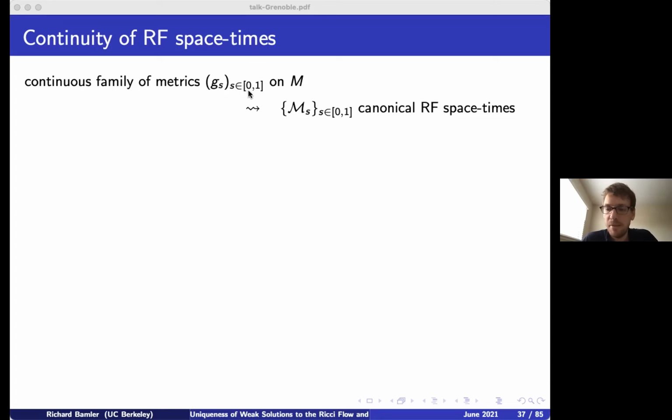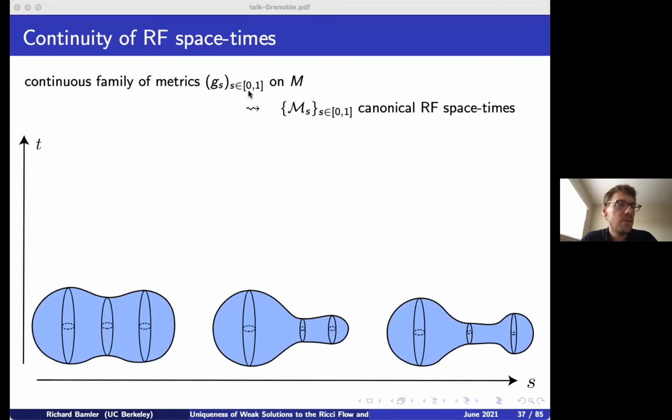So let me make an example here. I'm going to start with some rotationally symmetric metrics just for simplicity. And they should look like these dumbbells where the neck here is very wide and the neck here is very thin. So s goes from here to here. So this should be 0 and this should be 1. And this is 1/2, let's say.